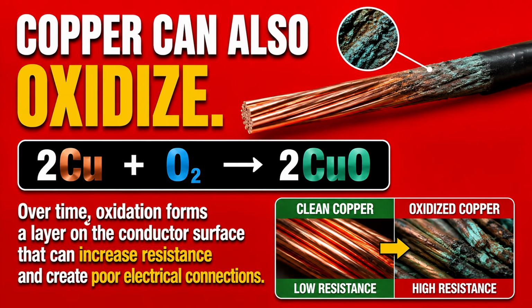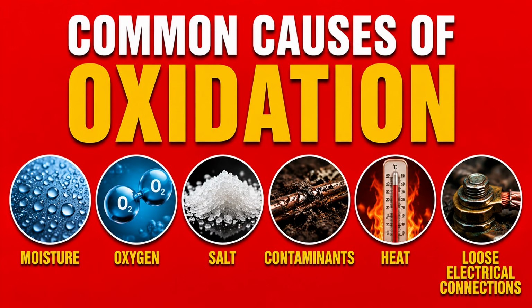Over time, oxidation forms a layer on the conductor surface that can increase resistance and create poor electrical connections. Common causes of oxidation include moisture, oxygen, salt, contaminants, heat, and loose electrical connections.